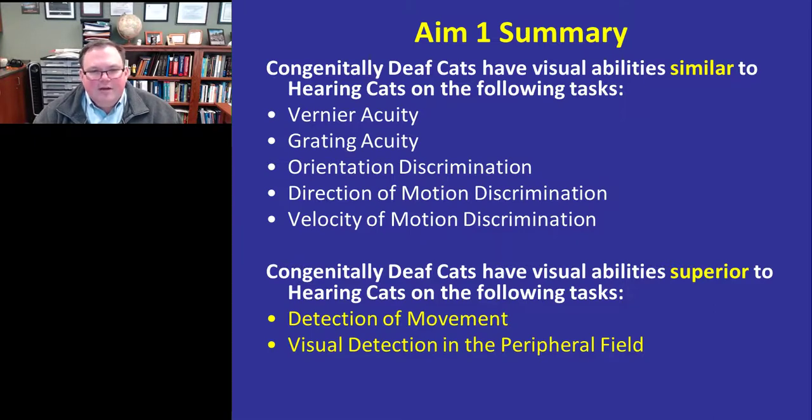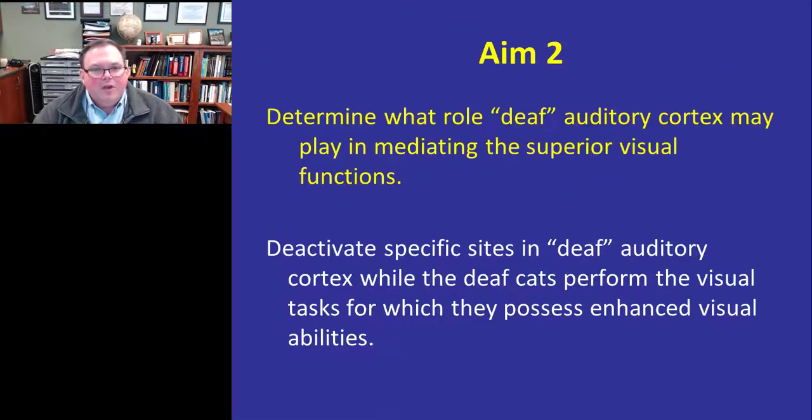Now, in the second part of this study, we're actually going to look at where these visual abilities may be taking place. So in Aim 2, we want to determine what role deaf auditory cortex may play in mediating these superior visual functions. To do that, we're going to deactivate specific sites in deaf auditory cortex while the deaf cats perform the visual tasks for which they possess these enhanced visual abilities.